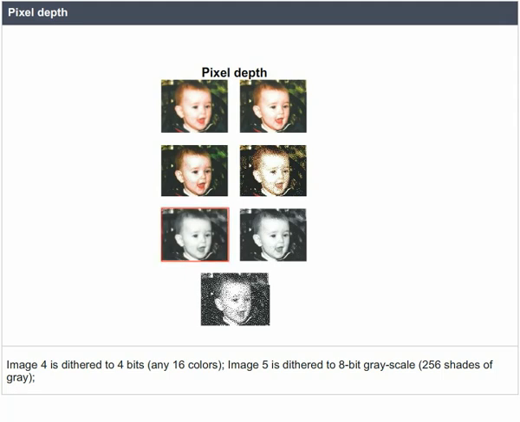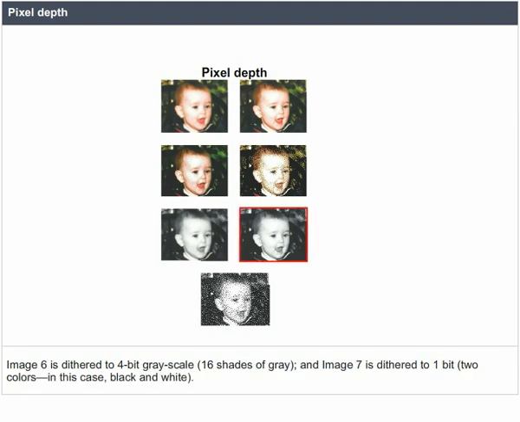Image 5 is dithered to 8-bit grayscale, 256 shades of gray. Image 6 is dithered to 4-bit grayscale, 16 shades of gray. And image 7 is dithered to 1 bit, 2 colors, in this case, black and white.